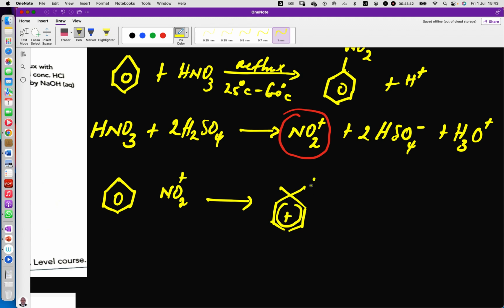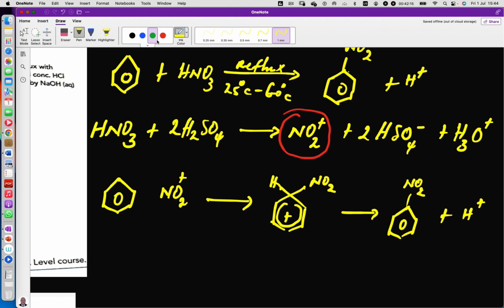We will have this. And then finally we will have this. And plus this. This one is now picked up by the HSO4 minus to form the sulfuric acid again.